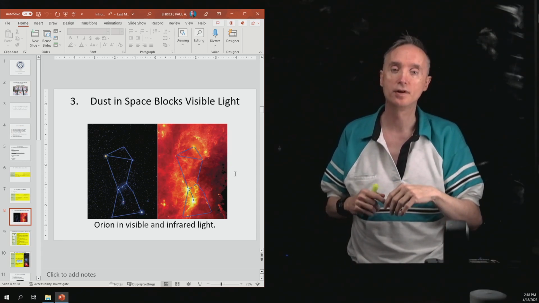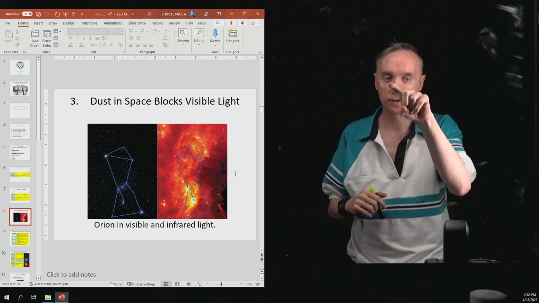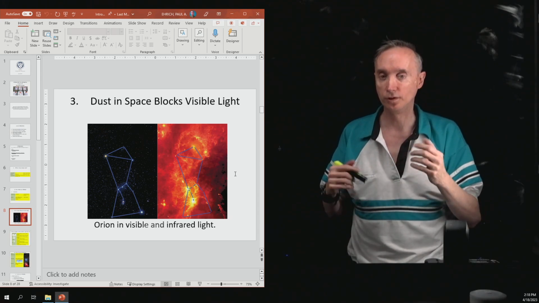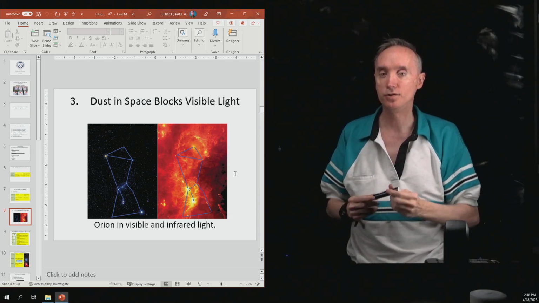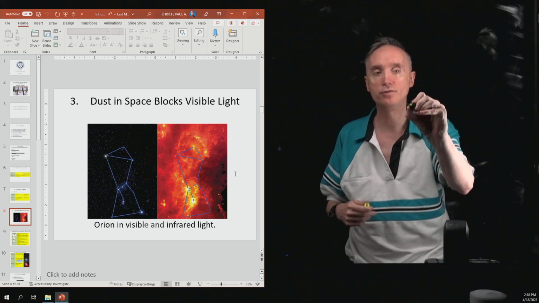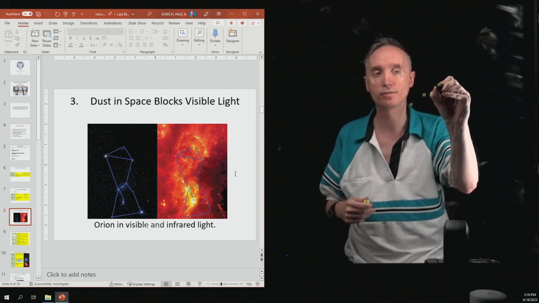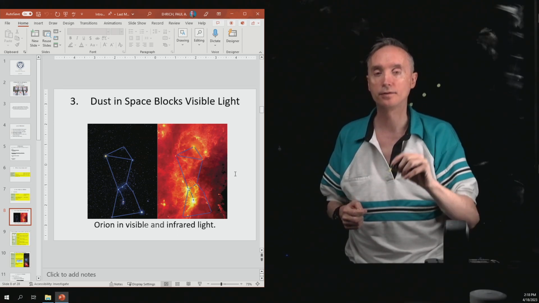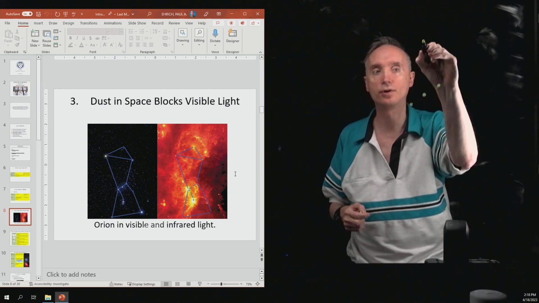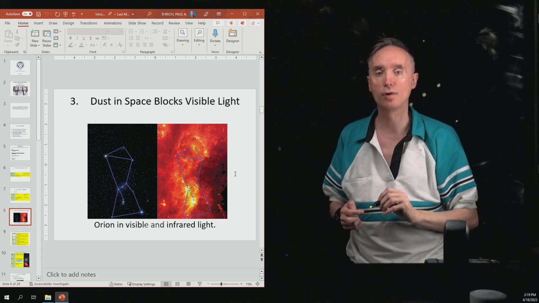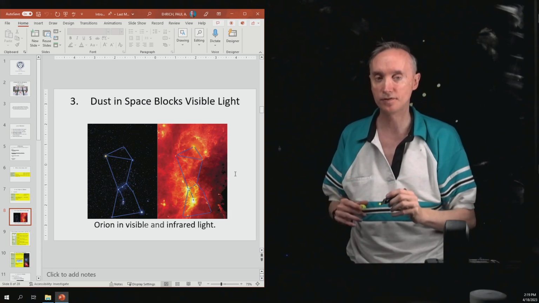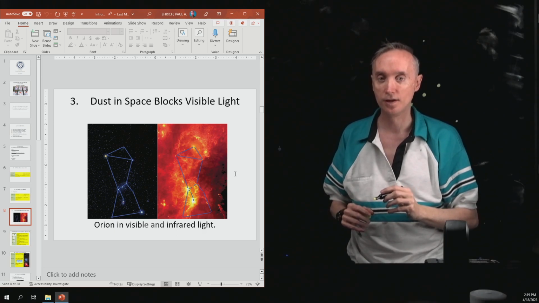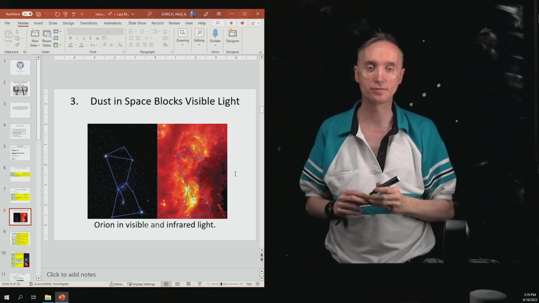Now, of course, there are not those lines connecting the stars when you look up into the sky, but you should be able to recognize the three stars that are in the belt of Orion. And so this is showing what Orion looks like using visible light. Notice how dark it is.